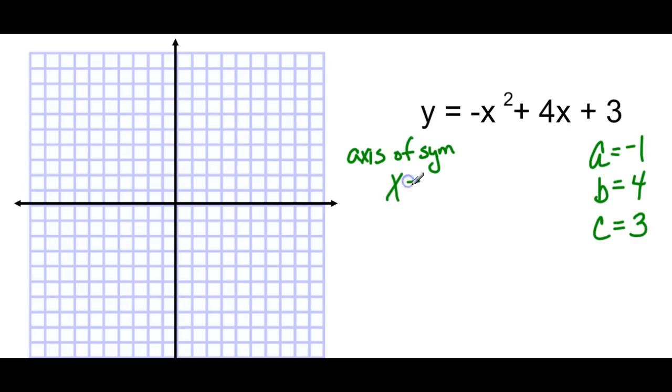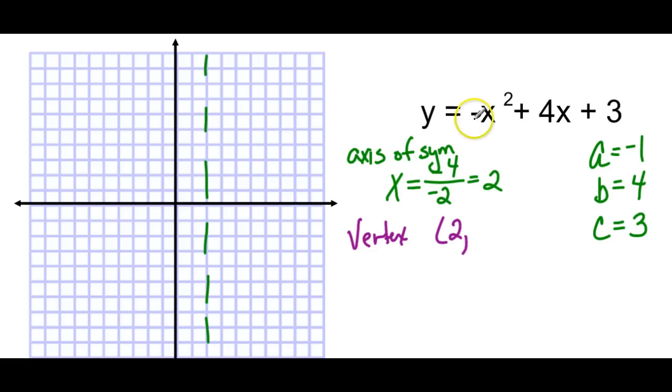X is equal to the opposite of B over 2 times A. So that's going to give me 2. X is equal to 2. We can go ahead and jot that in. Okay, and then our vertex is going to be, so our vertex is going to be 2. And then figure out what this is.